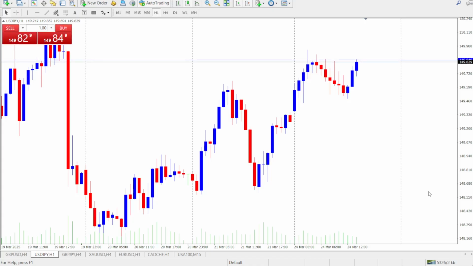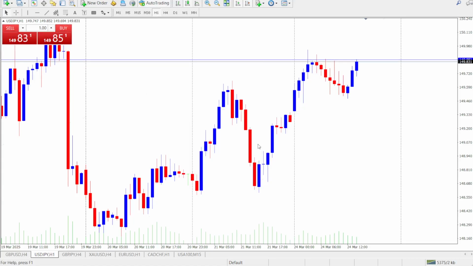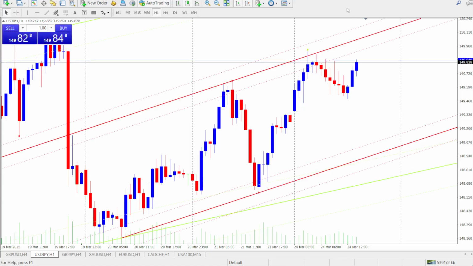In this video, we are just going to be breaking down one of the effective tools for trend trading. That tool we are going to be looking at specifically is the auto trend lines channels indicator. I will add the indicator to the chart right now. So this is how the indicator looks.